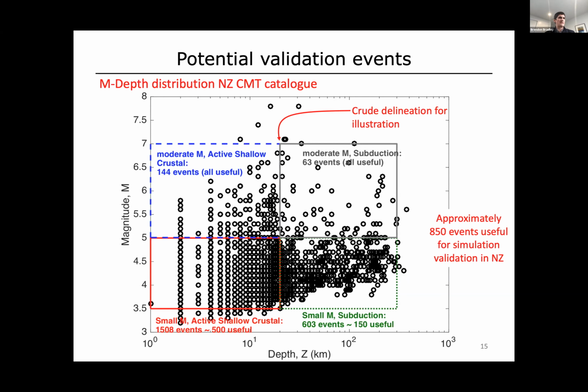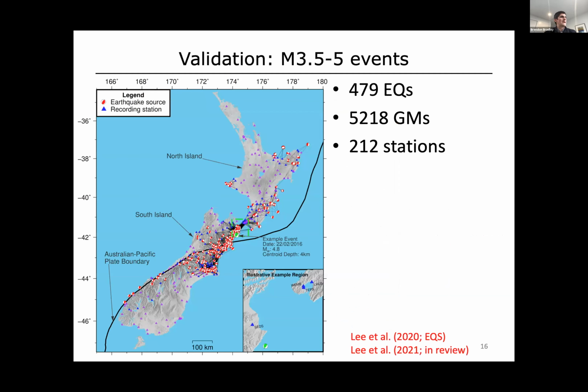And so loosely speaking, there's somewhere on the order of about 850 useful events in a New Zealand context. So in that regard, I'm going to show a few results from studies that we've done looking at active shallow crustal events. This is just 3 slides to highlight the data sets that we've been using.